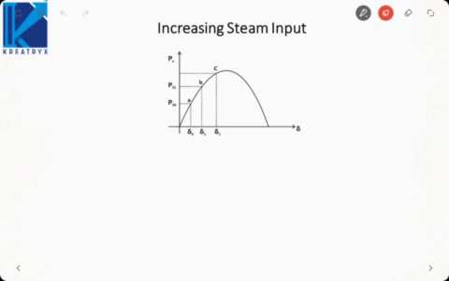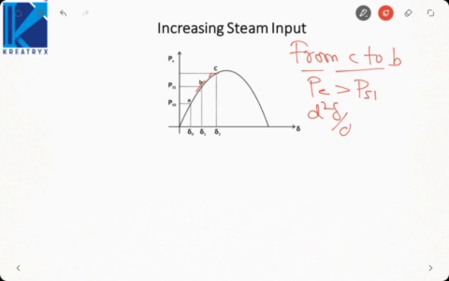Now when we are moving from C to A, first we will go from C to B. So when we are going from C to B, electrical power is definitely greater than shaft power. So d square delta by dt square will be lesser than 0. Let me write down the equations here.